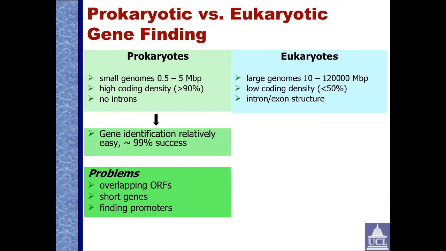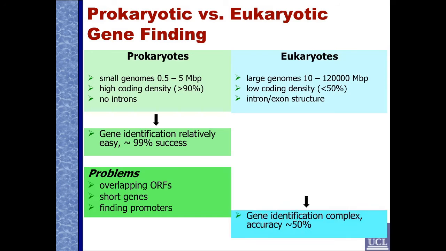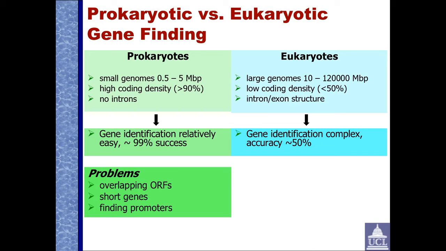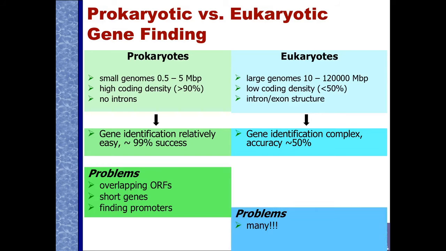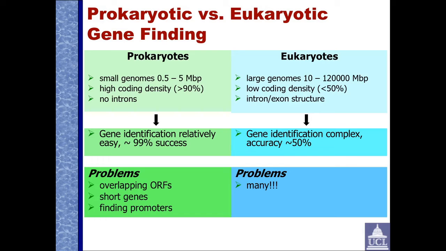In eukaryotes, on the other hand, we have much larger genomes, somewhere between 10 and 120,000 megabase pairs. We have a low coding density, less than 50%, and in the case of the human genome, around 2 to 3% actually coding for proteins. And we have this much more complex intron-exon structure. This means that gene identification is complex and the overall accuracy is around 50%. Problems? Well, there are lots, and we're going to start discussing some of these.